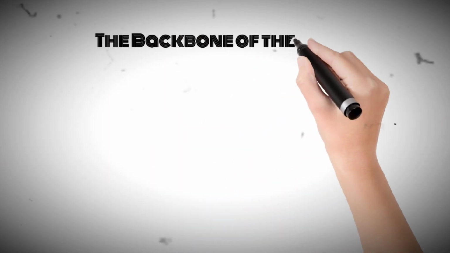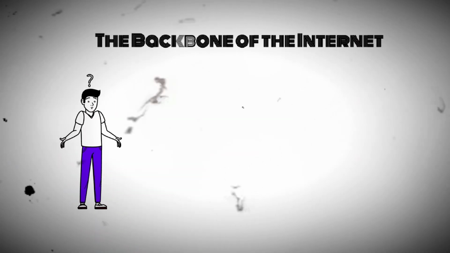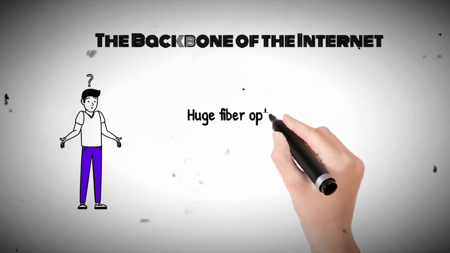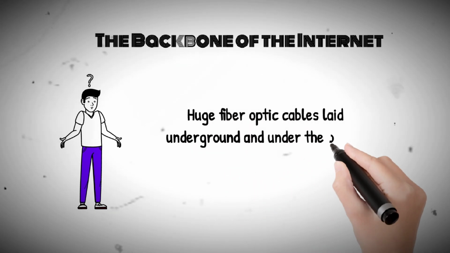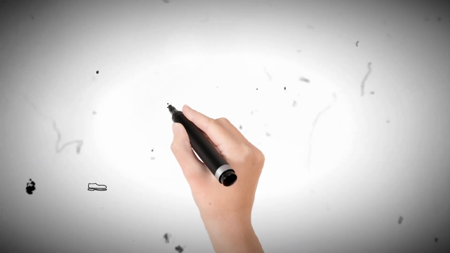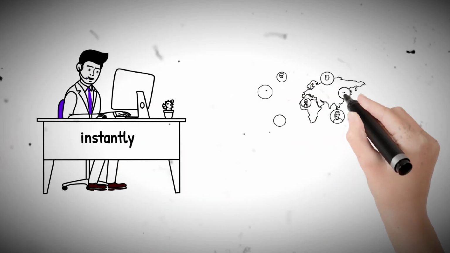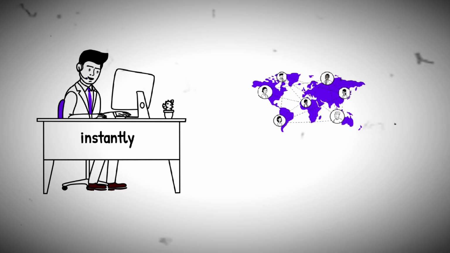Step 5. The backbone of the internet. Now, how do these packets travel around the world? The internet has a backbone: huge fiber optic cables laid underground and under the oceans. These cables carry light signals that move incredibly fast, transmitting data across continents in milliseconds. That's how someone in Nigeria can video call a friend in the US almost instantly. There are also satellites, but undersea cables still carry more than 95% of global internet traffic.